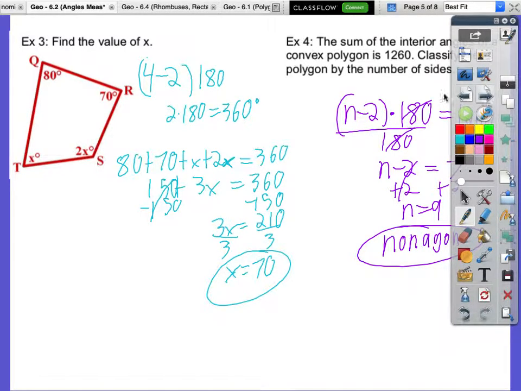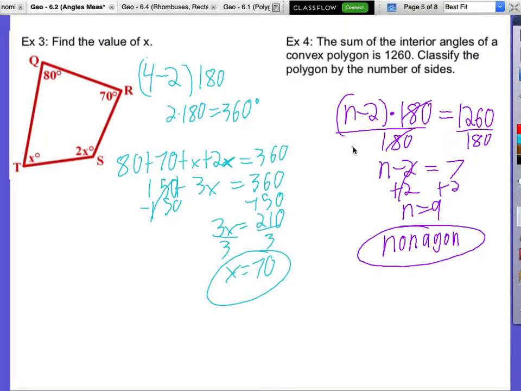Let's go on to, well, first of all, do we have any questions on number 4? Like how it was set up, how we solved, why we did what we did, any of that? How did you know how to get 1260? Yeah, how did we set this up?